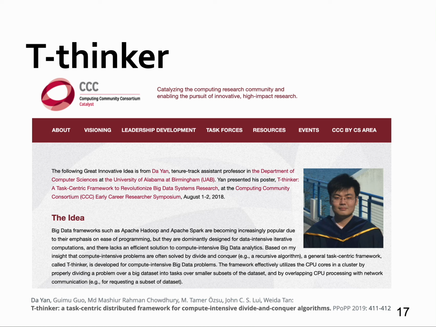Here, our task-based computing model is called T-thinker, and it was proposed early on as a CCC Blue Sky innovative idea. The idea is that if the computation cost is high and superlinear to the data size, as long as the data size is reasonably large, the computation cost would be high enough to justify the linear cost of pulling the data to local memory. And as long as task computation and data communication are properly overlapped, we can keep CPU cores busy.